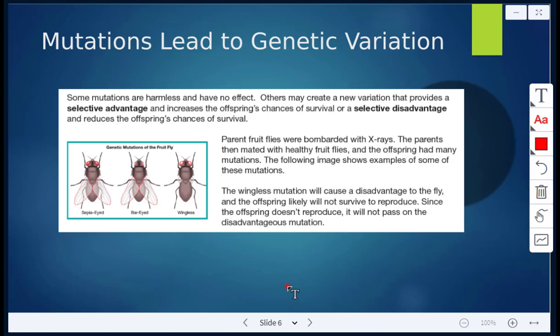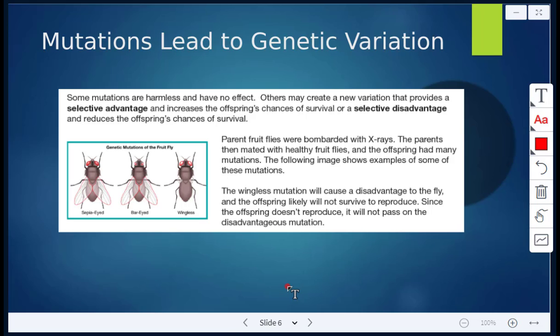So mutations lead to genetic variation. Some mutations will be harmless and will have no effect, but others may create a new variation that provides a selective advantage. And this selective advantage will increase the offspring's chances of survival. If it's a selective disadvantage, it will reduce the offspring's chance of survival.